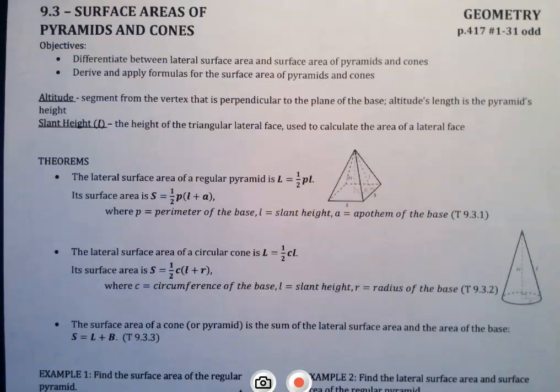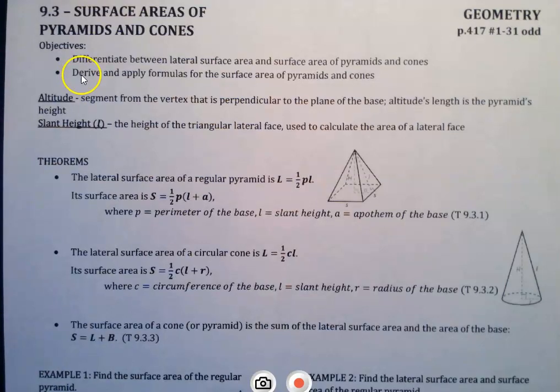All right. So for chapter 9, next up is 9.3. We're doing surface area of pyramids and cones. So getting to some funner stuff. We're going to differentiate between lateral surface area and surface area of pyramids and cones, and we're going to apply formulas. We're not actually going to derive any formulas today.